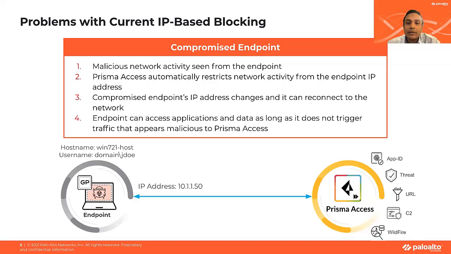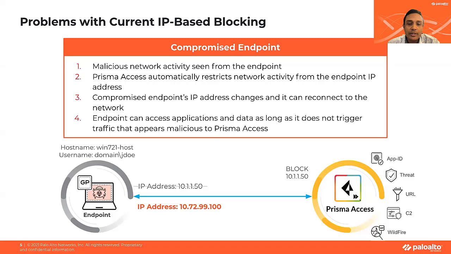The endpoint can access the application and data as long as it does not trigger traffic that appears malicious to Prisma Access again. As we can see here, the endpoint connects with the IP address of 10.1.1.50, which is a compromised endpoint. Then Prisma Access will block that endpoint. But if the IP address of the endpoint changes, then that endpoint will not be blocked and it will be allowed access to the application and data as long as it does not trigger traffic that matches a malicious signature in the Prisma Access infrastructure. Next slide, please.